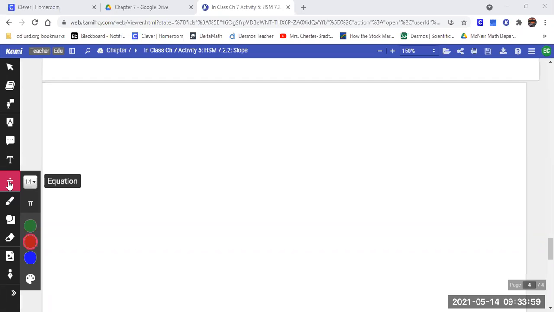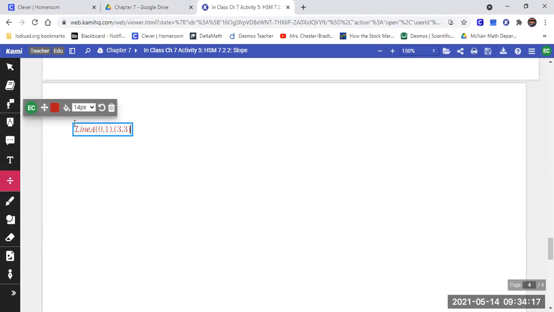So this is what you're going to do. You're going to click on the equation button, right? So you're on the equation button, and you're going to go into the chat, and you're going to find line A, where they said line A and the 2 points, and you're going to copy it, and you get to come over onto Cami and paste it. That is why they're in the chat. Okay.